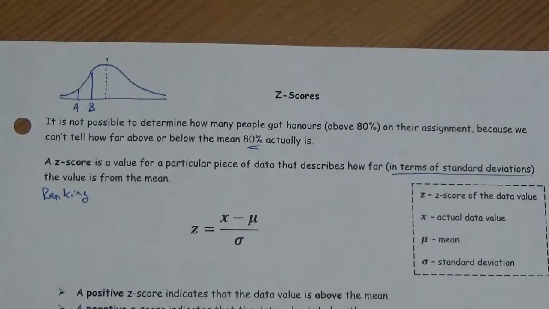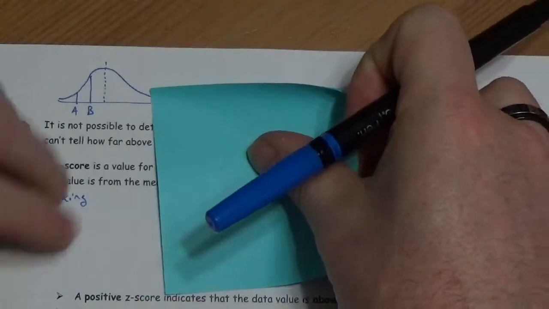Now, I want to give you another scenario here before we get into the z-score that might help clarify what we're doing here. Let me just throw this out here.